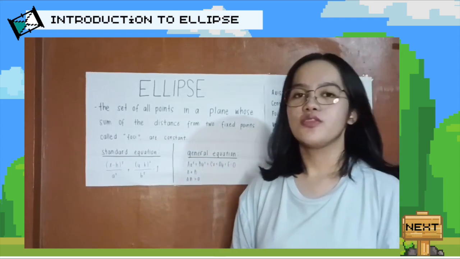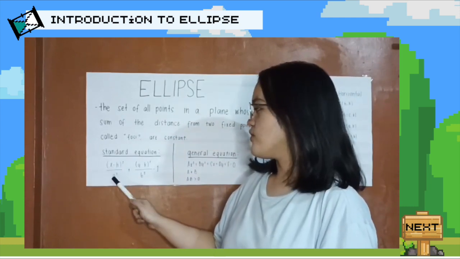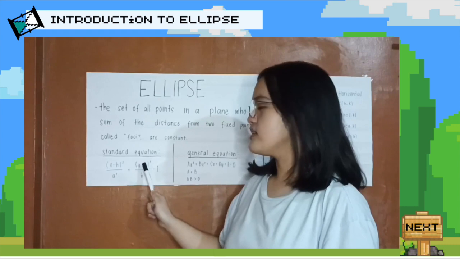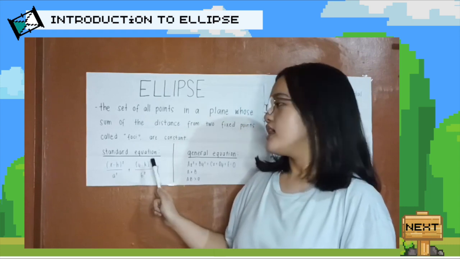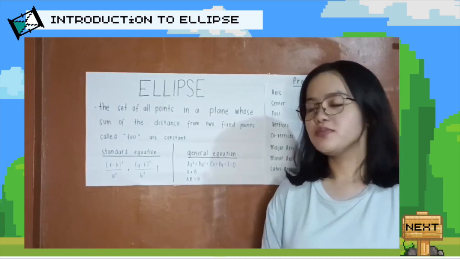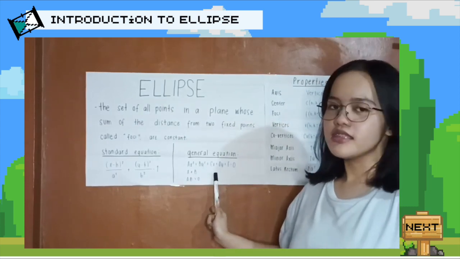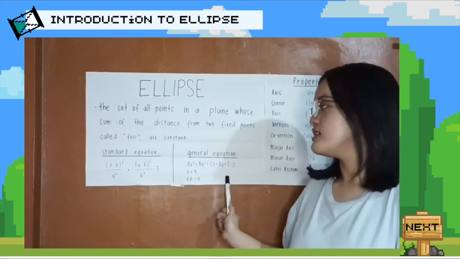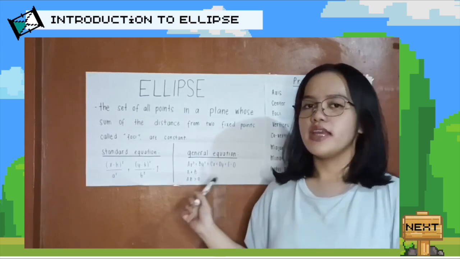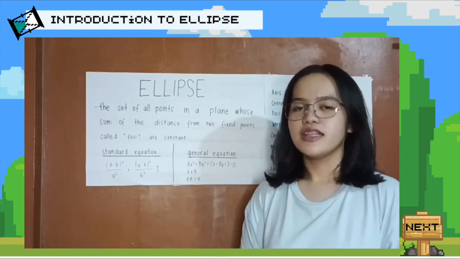The standard equation of an ellipse is the quantity x minus h squared over a squared plus the quantity y minus k squared over b squared is equal to 1. And the general equation of an ellipse is ax squared plus by squared plus cx plus dy plus e is equal to 0, where a and b should not be equal and a and b are greater than 0.